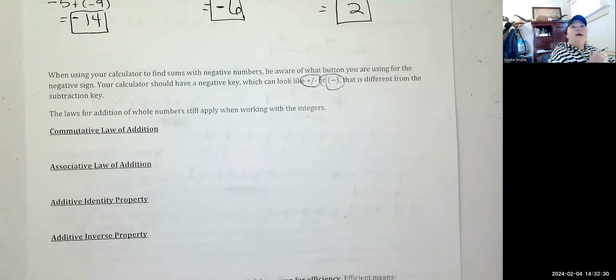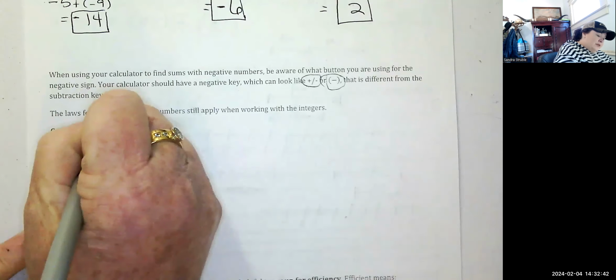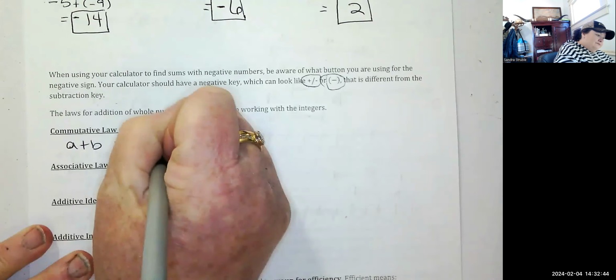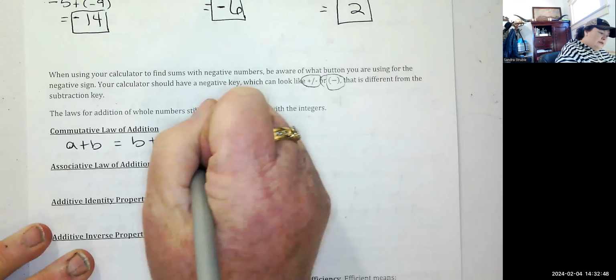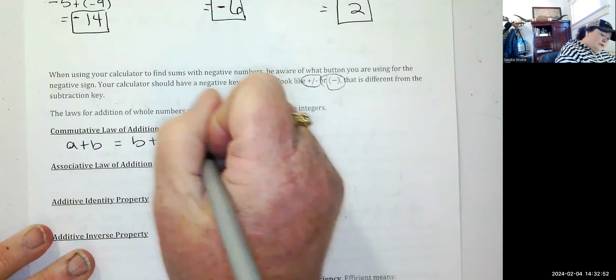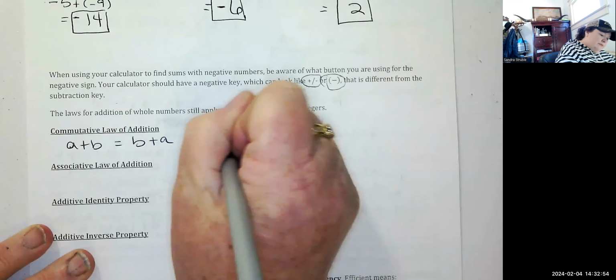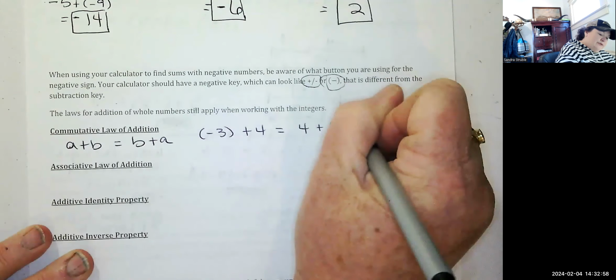All right. The laws for addition of whole numbers still apply when working with the integers. Okay, so let's talk about the commutative law of addition, and that's just a plus b is equal to b plus a. To show how that works, let's just say that a is -3 and b is +4. So that would be -3 plus 4 is equal to 4 plus -3.